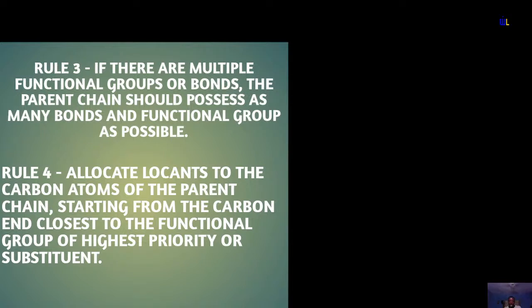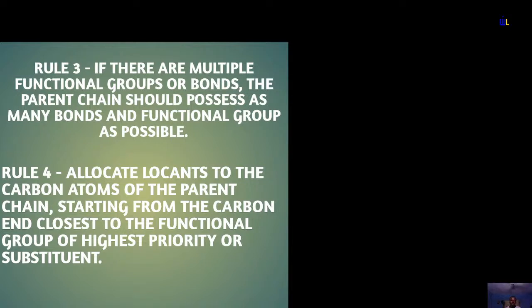What this means is that once you notice that there are many functional groups and many bonds, your emphasis should not just be on the longest chain again. The emphasis should now be on which carbon chain will accommodate as many bonds and functional groups as possible. I would use an illustration to help us understand this.